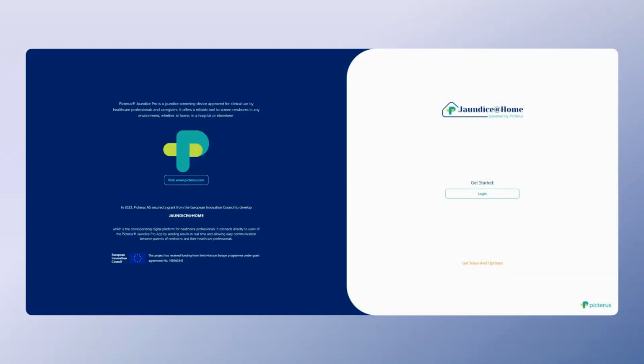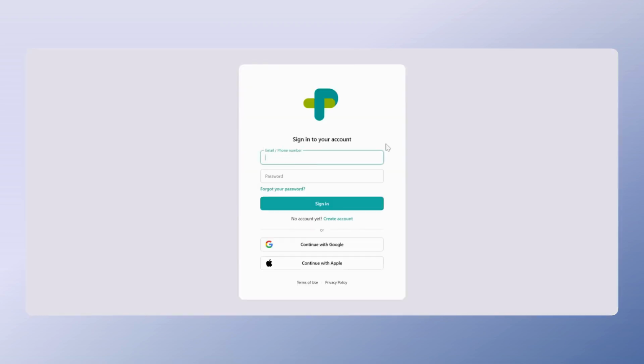First, we need to log into the Jaundice at Home platform. You will receive an invitation to join your organization from an administrator, or you can contact Pictrus directly at contact@pictrus.com if you would like to create an independent Jaundice at Home account. Start by clicking on Login and enter your Pictrus account information.